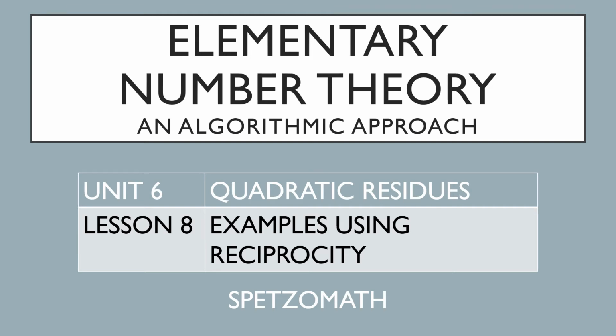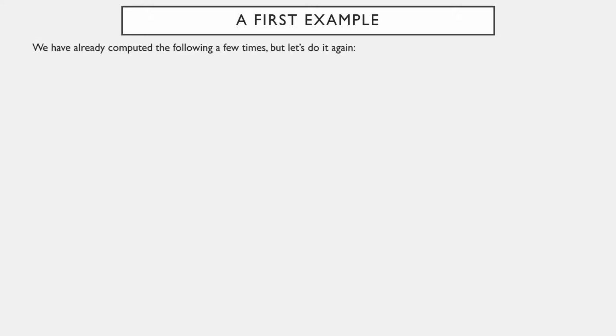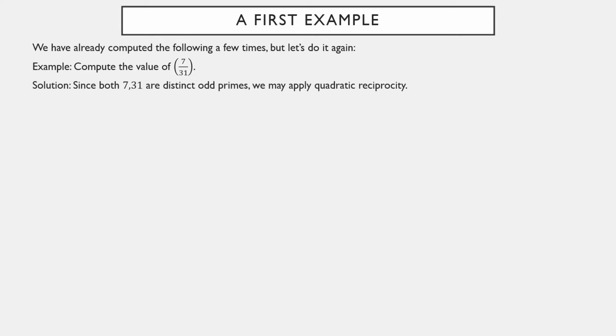Well, I've claimed now that the law of quadratic reciprocity is really an amazing way to compute Legendre symbols, so let's actually see why that's the case. First up, we've computed the Legendre symbol 7 by 31 twice already, but let's do it again. 7 and 31 are both odd, and they're both primes, and they're not the same number, so let's apply the law of quadratic reciprocity. Check the values of the primes mod 4.